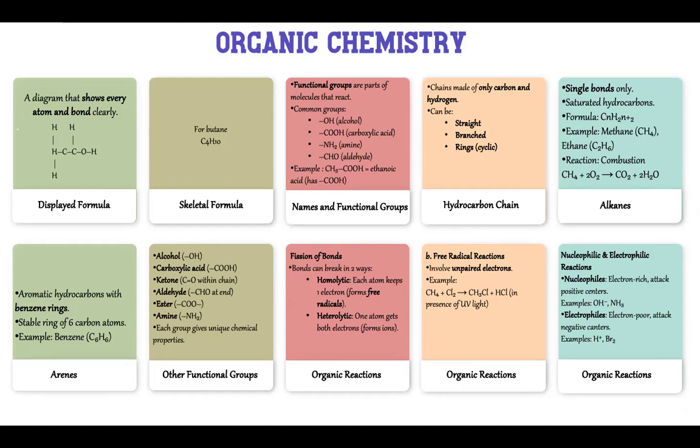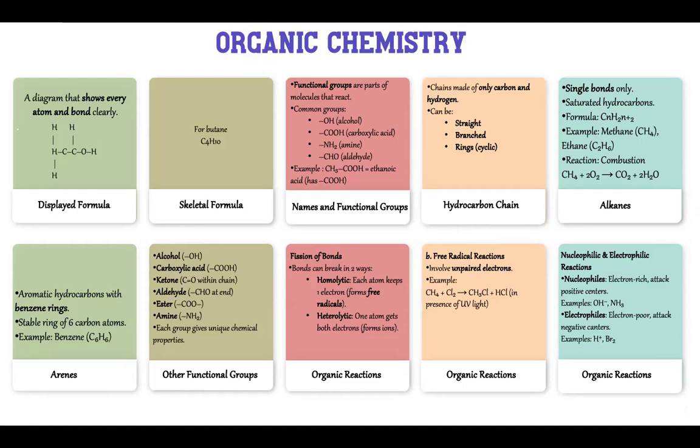And for other functional groups, we have displayed here, alcohol, which has the OH indicator. And carboxylic acid is COOH. And ketone is C=O within the chain. Aldehyde is CHO at the end. Ester is COO. Amine is NH2. And each group gives unique chemical properties.